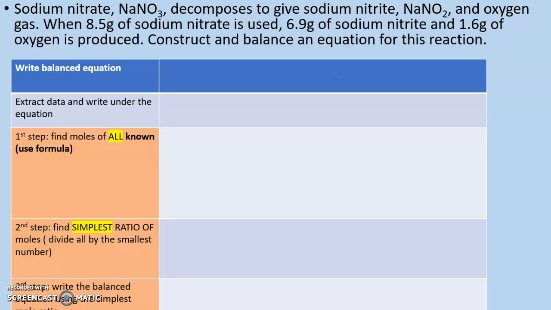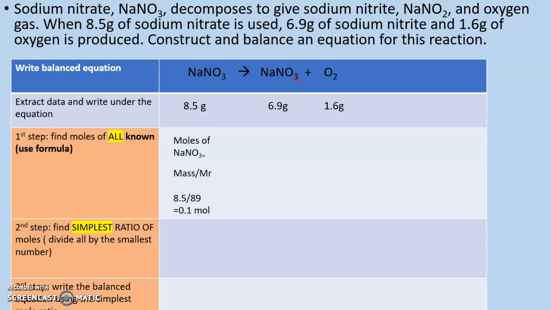The first 2 things are the same. You write down the balanced equation. So you extract the data, sodium nitrate forming NaNO2, plus oxygen. You extract the data and write it down underneath it. The difference here is you've got to find the moles of everything. Everything is given to you, so you've got to find moles of each and every element or compound that's there in the equation. I've just done here, same formula, mass over Mr, and I've found out the moles here.